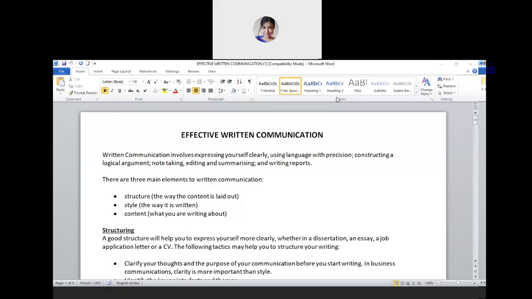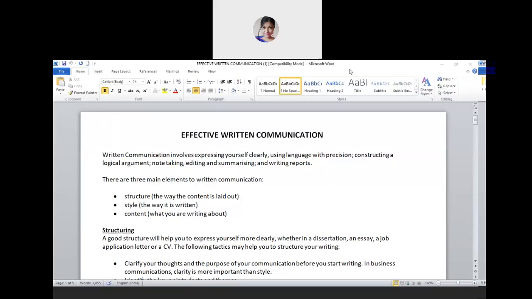So, written communication involves any type of interaction where we use written words. When we write and interact with people, that is basically known as written communication. So, we can write a letter, we can write an application, we can write an email, we can write a message. Whenever we write and communicate, that is known as written communication.